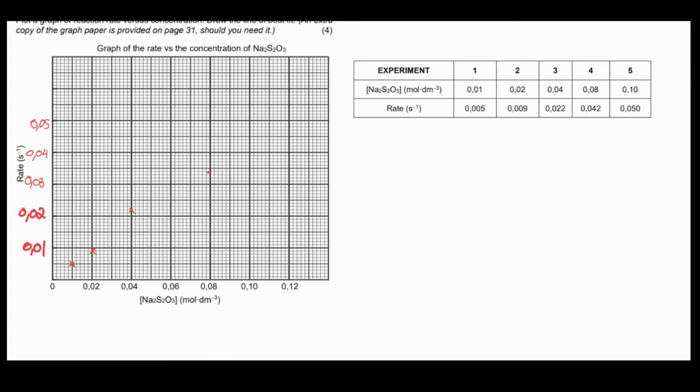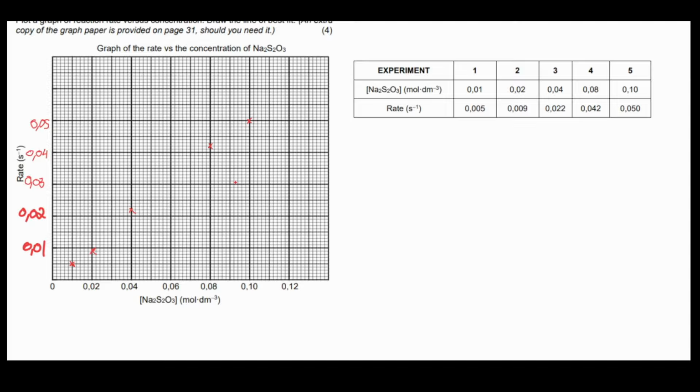Okay, let me zoom in a bit. Then we have 0.08 and 42. So here's 0.4 and 4.2 again will just be 2 blocks up, and then 0.10, 0.05. Okay, so we have that.